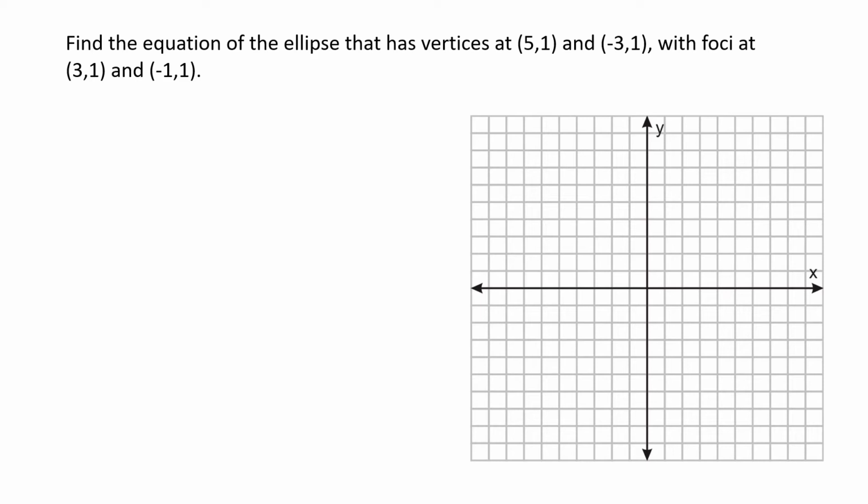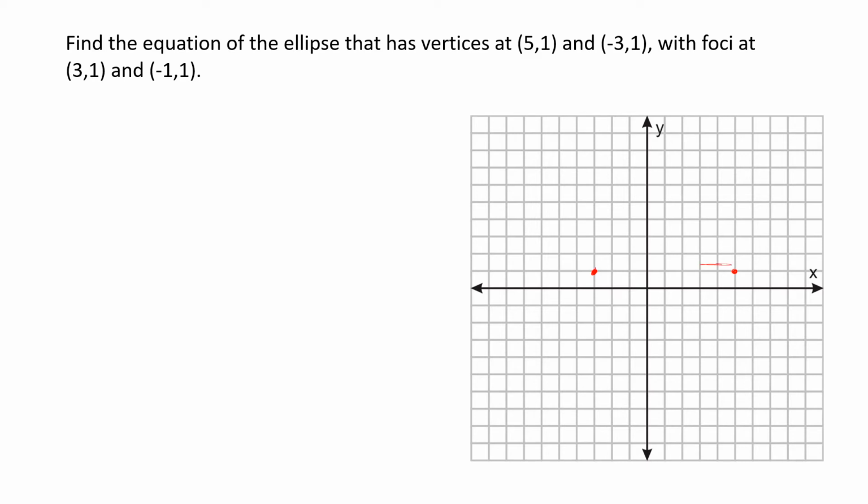Okay, so this one's a little bit different. Here I want to generate the equation given this information. And whenever you see a problem like this where you're given information about anything, you should draw a little picture to yourself to see if you can get a sense of what's going on. So let's put this information on the graph. This ellipse has vertices at 5, 1 and negative 3, 1. So 5, 1 is right there and negative 3, 1 is right there. So those are going to be the endpoints of the major axis.